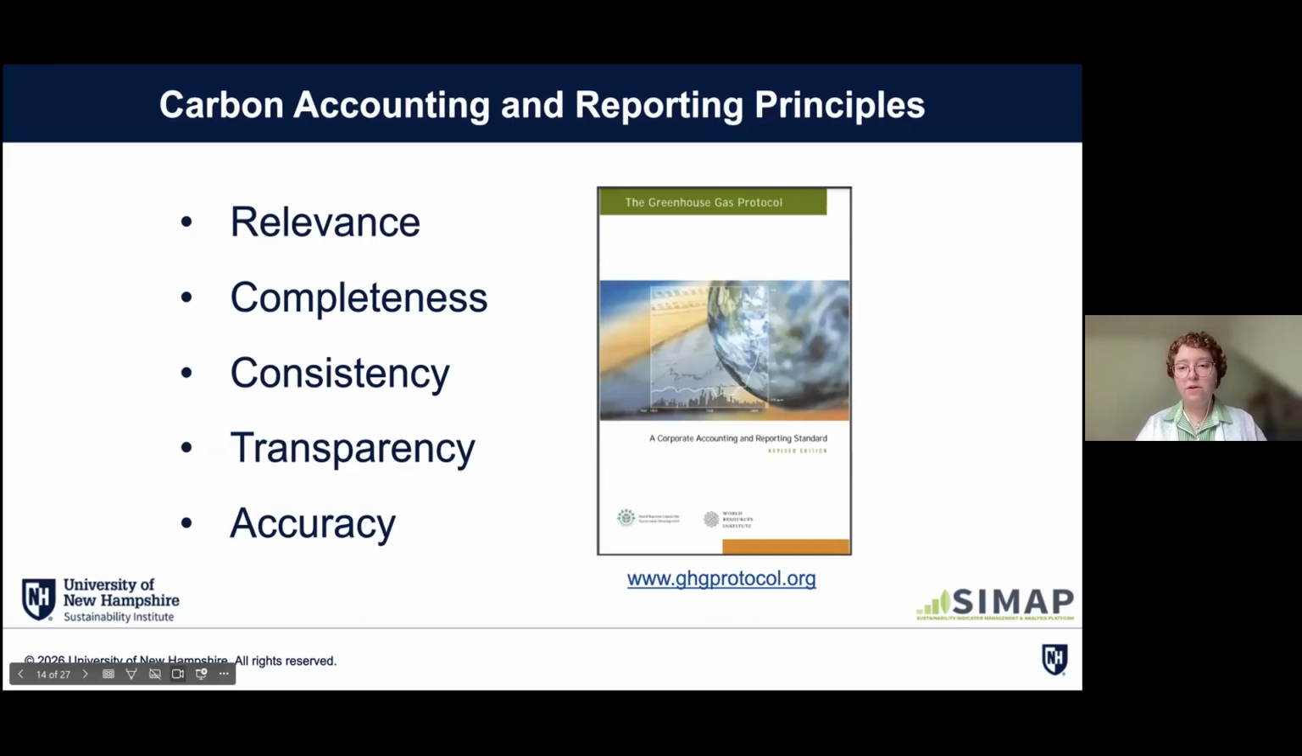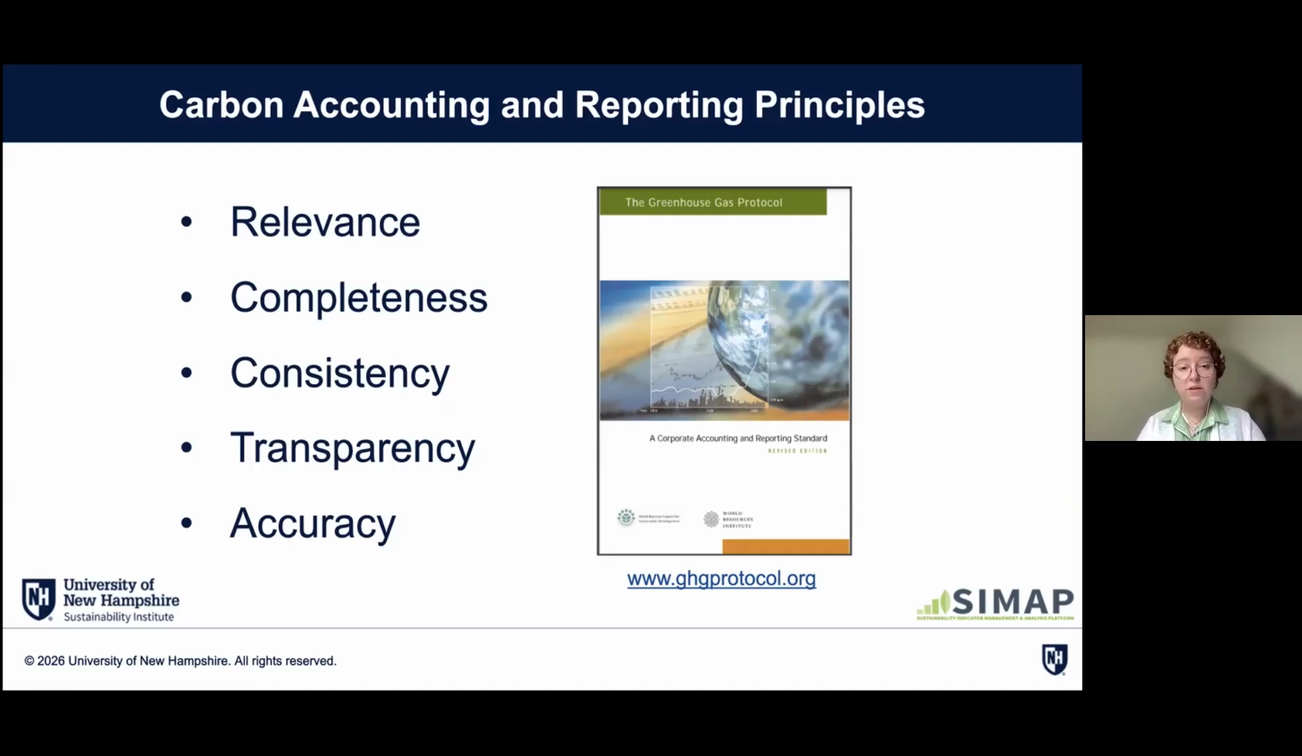So I just talked about what you need to include in your inventory when you're creating that report or sharing with others. The Greenhouse Gas Protocol has five key carbon accounting and reporting principles to keep in mind as you're working through that inventory. The first is relevance. You want to make sure that the inventory you're completing and the reports you're reading about it include everything that's relevant to your organization, all of its organizational activities, so that it's helpful to decision makers and stakeholders to be able to use that in an actionable way.